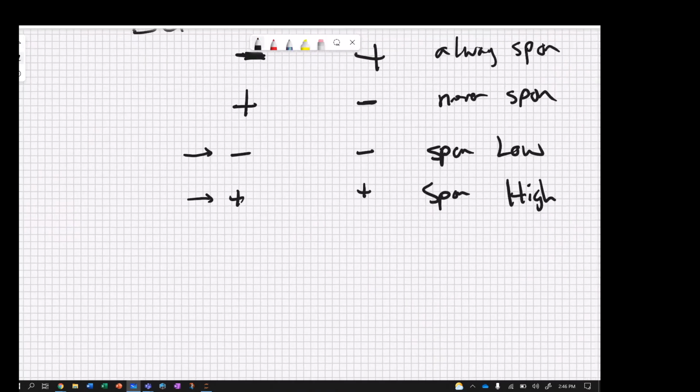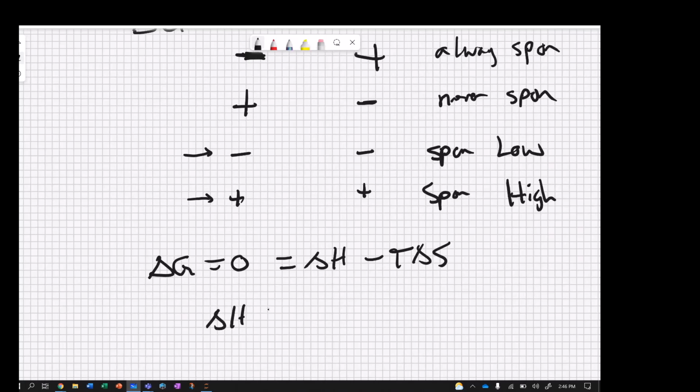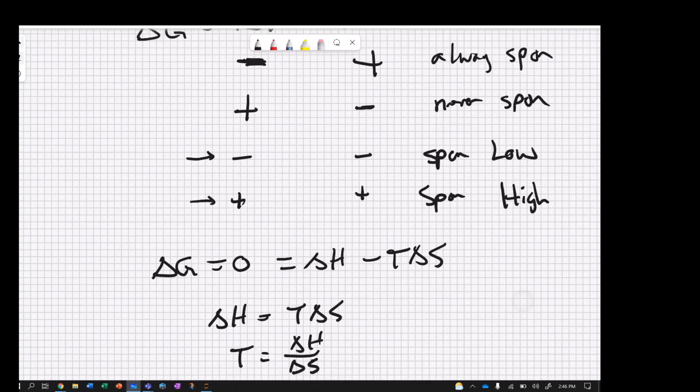Because at equilibrium, delta G would be equal to 0, and that would be equal to delta H minus T delta S. And so we could write that as delta H is equal to T delta S, or T is equal to delta H divided by delta S. Solving this equation will tell me the temperature at which this thing becomes not spontaneous. And so let's find out what that is.